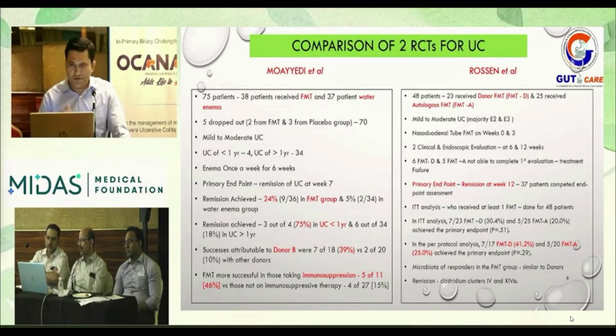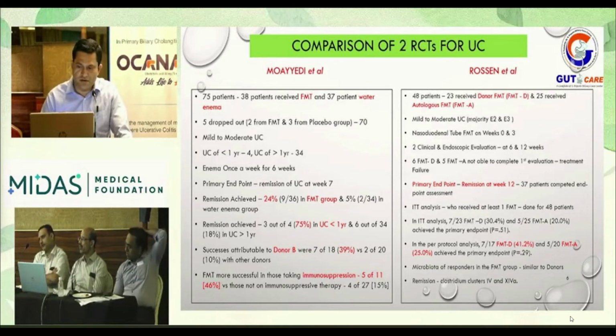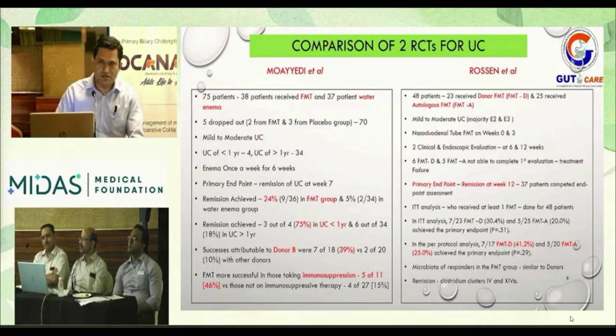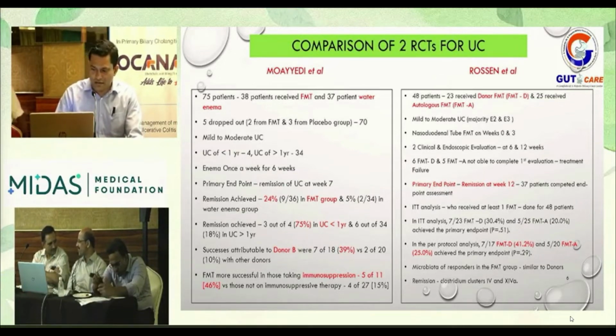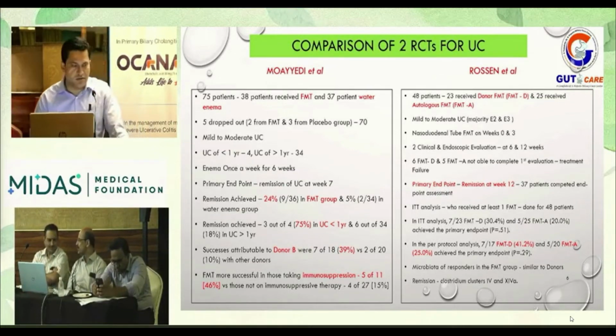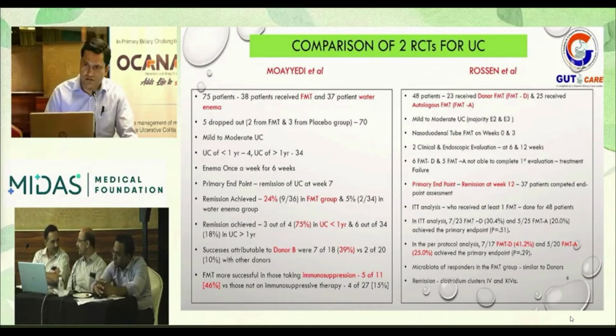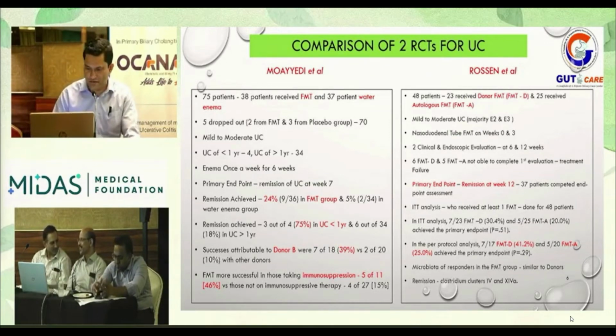Another study was Rossen et al., done on 48 patients, where 23 patients received donor FMT, which they called FMT-D, and the other 25 patients received autologous FMT, meaning the patients received their own fecal slurry, which they called FMT-A. The primary endpoint was achieved by 37 patients at 12 weeks, and they found that about 41% of patients in FMT-D and about 25% in FMT-A achieved clinical remission, but that was not statistically significant.